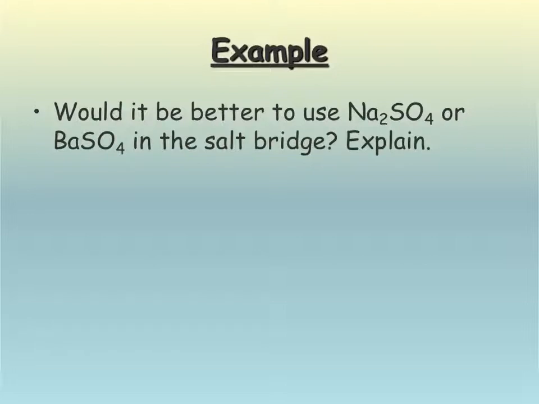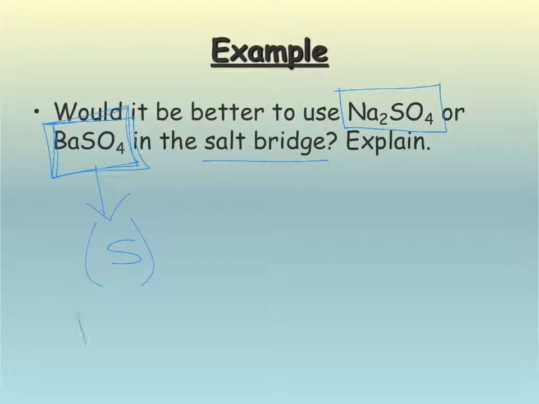All right, so a little thinking question. Would it be better to use Na2SO4 or BaSO4 in the salt bridge? Remember, one of the rules of the ions in the salt bridge is that they need to be soluble, they need to not participate in the reaction, and they need to not make a precipitate. BaSO4 is actually a solid, which has a Ksp value, so it's one of our slightly soluble salts with an equilibrium, so very little of the BaSO4 actually dissolves in solution.